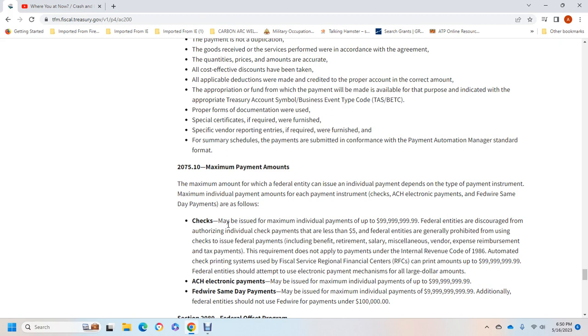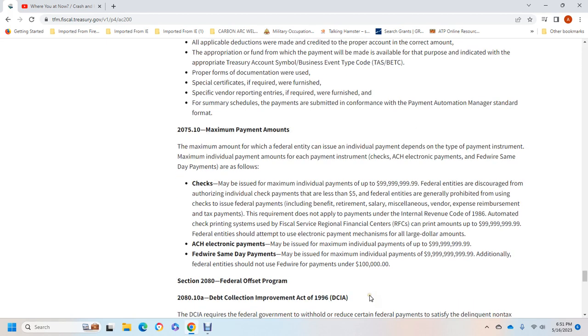The ACH electronic payment may be issued for a maximum individual payment of $999 million. Federal wire same day payment has a maximum individual payment of $9,999,999,999.99. Additionally, federal entities should use the federal wire for payments under $100,000.